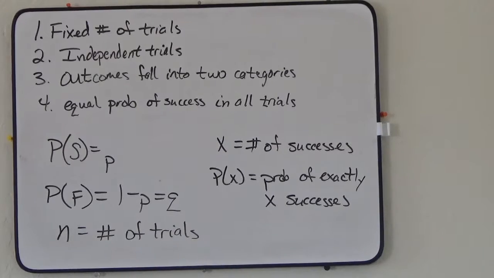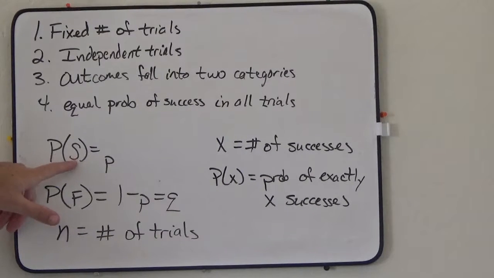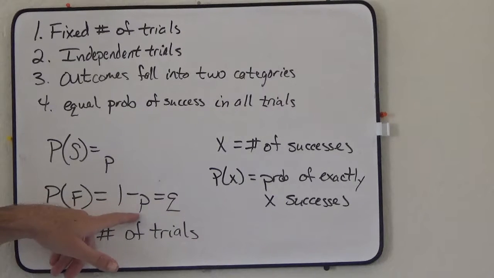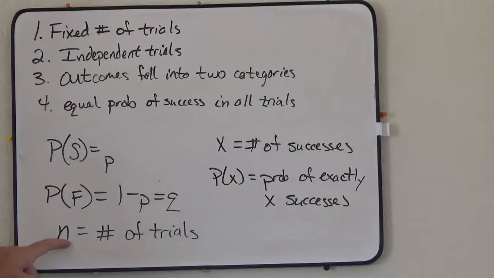Now, these are notations that we need to know. I kind of wrote this a little bit low by accident, but the probability of success is represented by lowercase p. The probability of failure is 1 minus p, which will be represented by q. N represents the number of trials done. X is the number of successes.